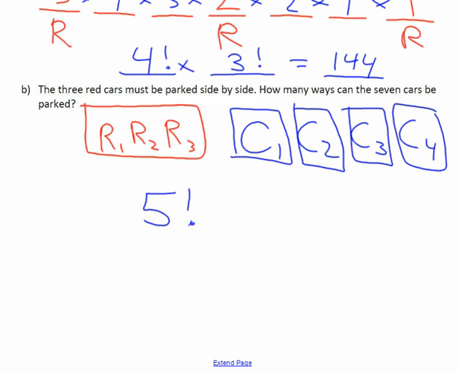And if you look at this bundle of red cars that are tied together, we could mix them up within their little rope thing. So we could also scramble up the red cars. And here, we could have R1, R2, R3. We could have R1, R3, R2, and so on. So there's 3 factorial ways to arrange the red cars in their little group.